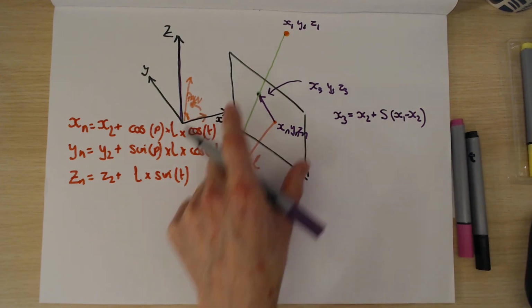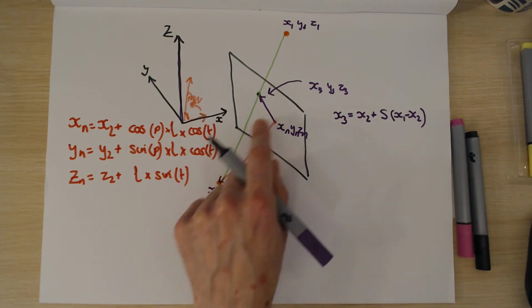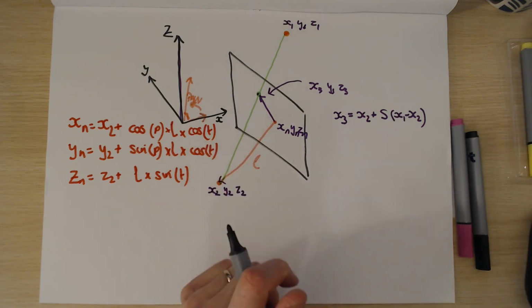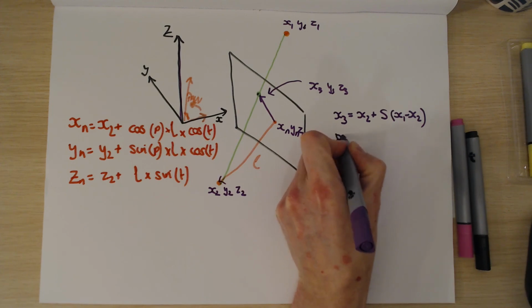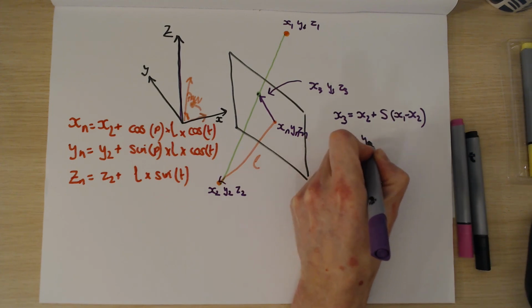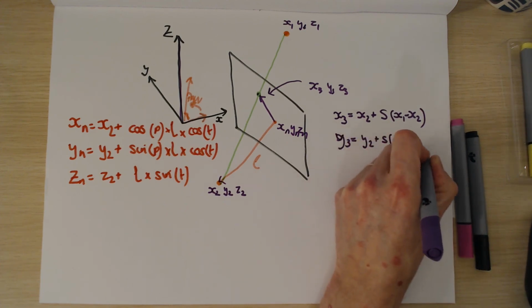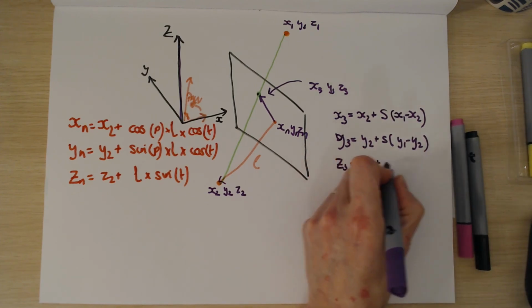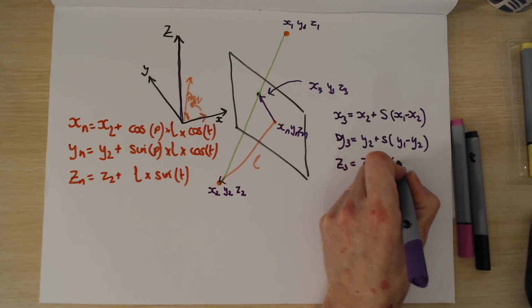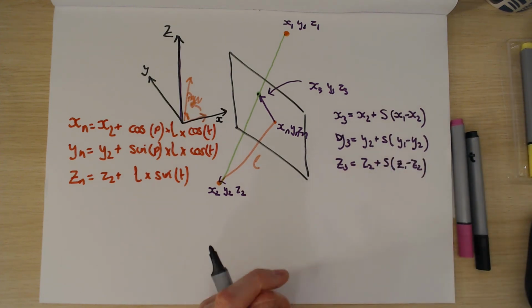We could put the screen behind the viewpoint. That would be fine. Mathematically, that's fine. But logically, it doesn't make any sense because you can't see it. Your eye's here, the screen's behind you. We can't see anything. Okay, so the same applies for y3. y3 equals y2 plus s times (y1 minus y2). And the last one, z3 equals z2 plus s times (z1 minus z2). So this is starting to look quite promising now.